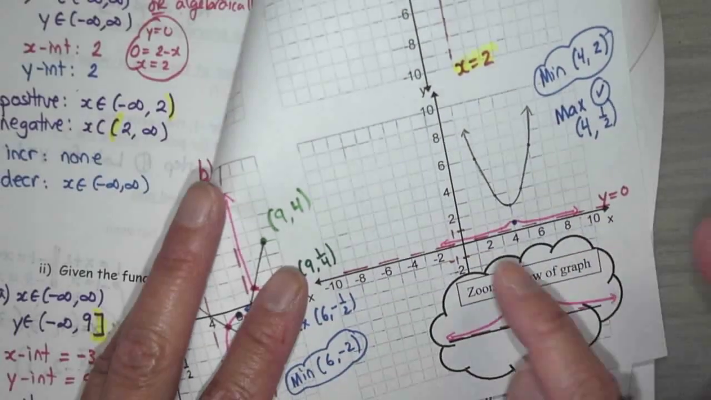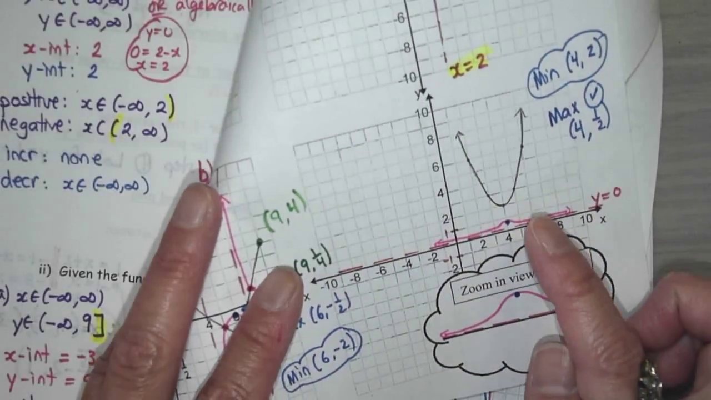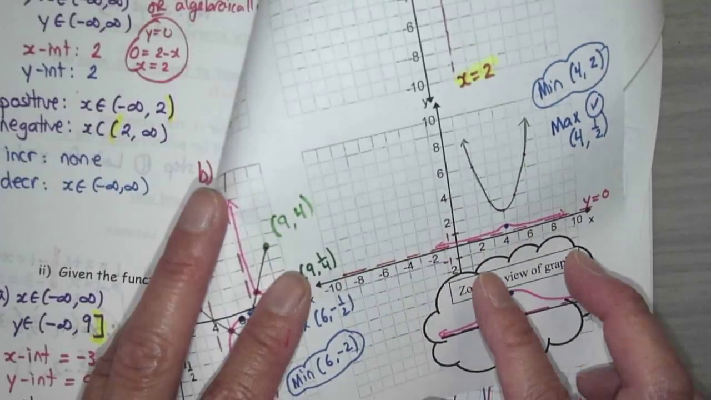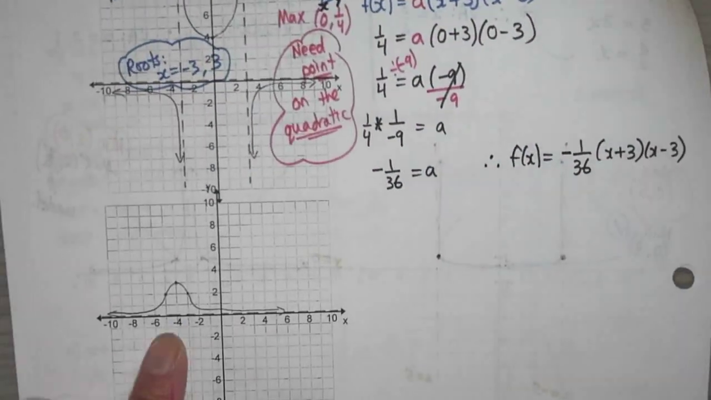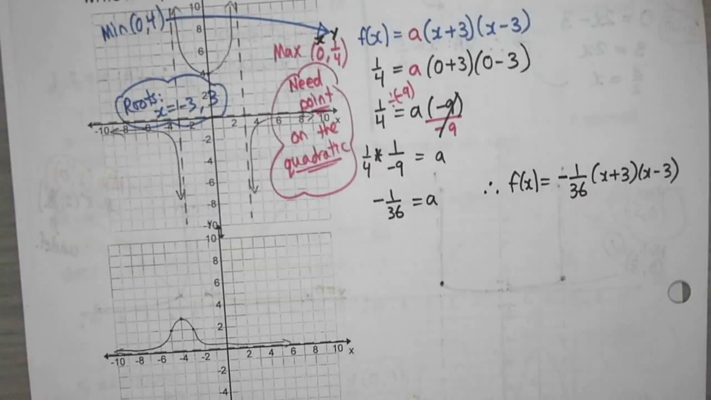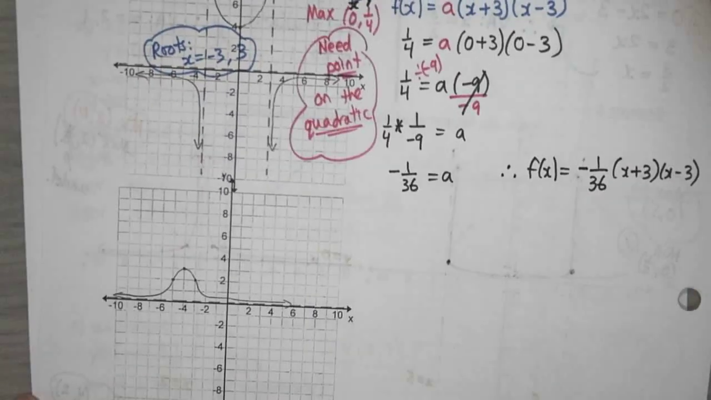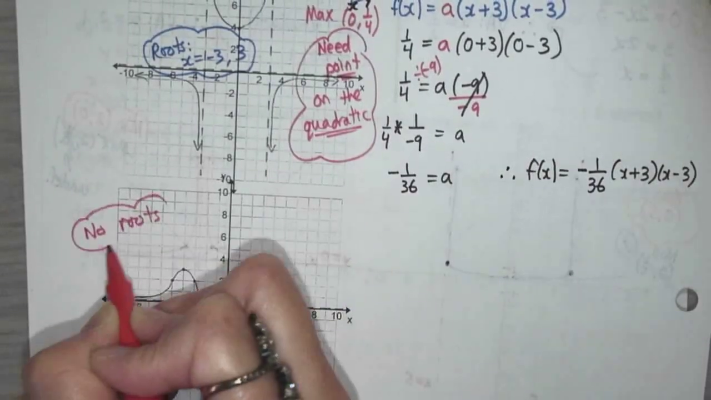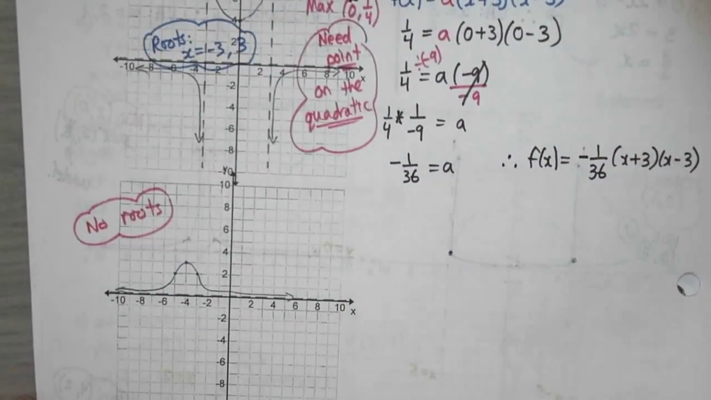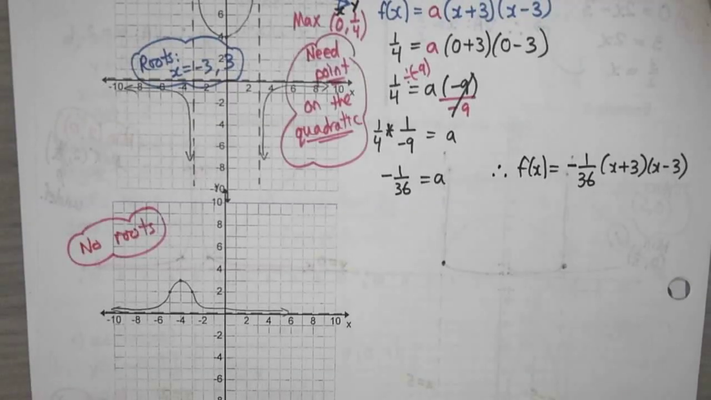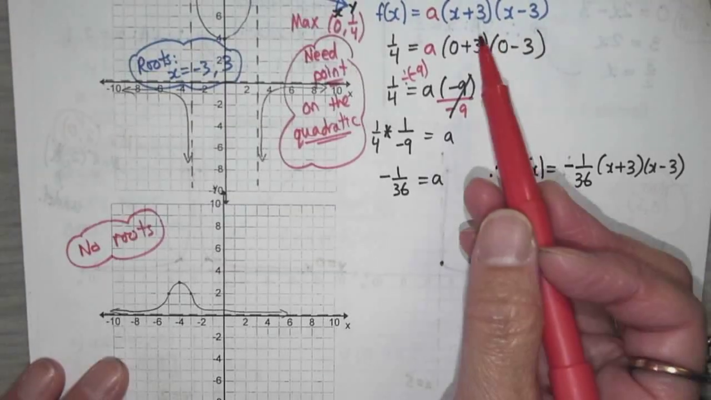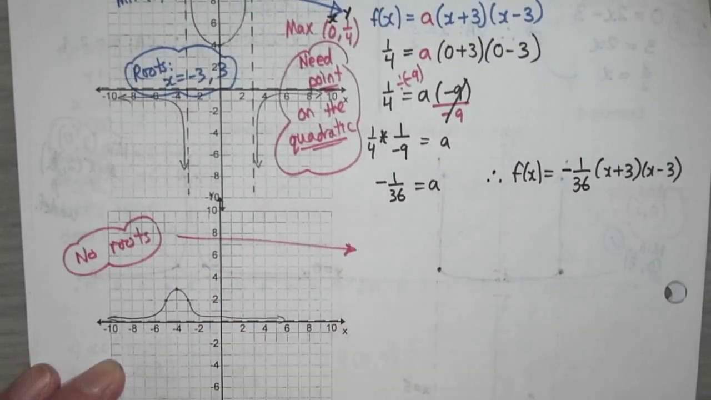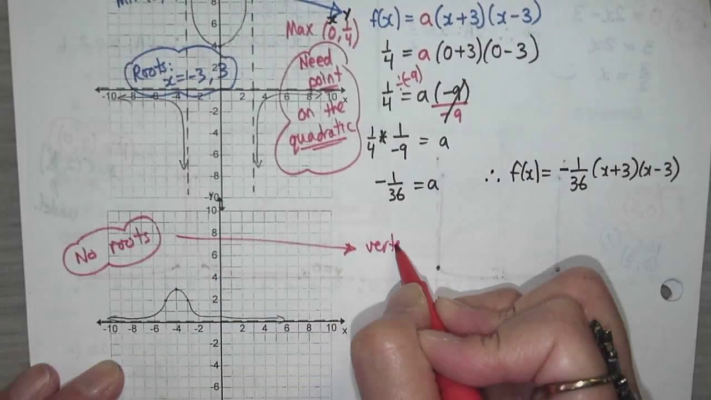But what happens if there's no roots? That's telling me that the parabola is either above or below the axis. There's no roots, right? So in my head I went, uh-oh, this is the one with no roots. That's what that graph is telling you. So if there's no roots, then I cannot use this factored form. I want you to use vertex form.